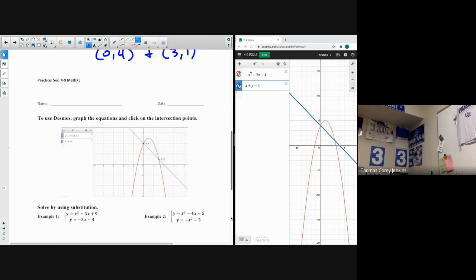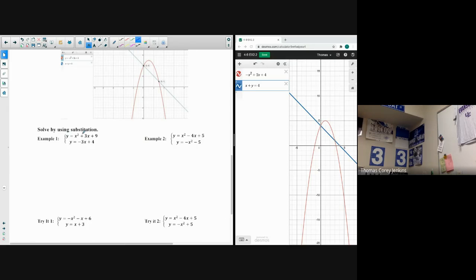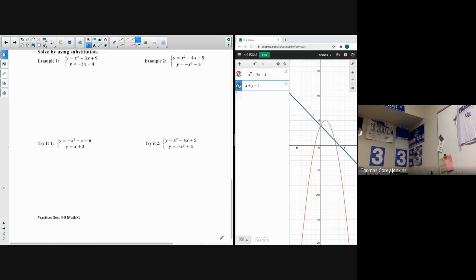The one that you'll have to do on the test, and there's a snapshot of my graph there, you'll have to show your work using substitution. So that's where I wanted to spend most of the time. All right, so solve using substitution.